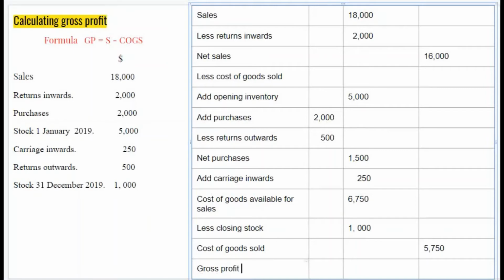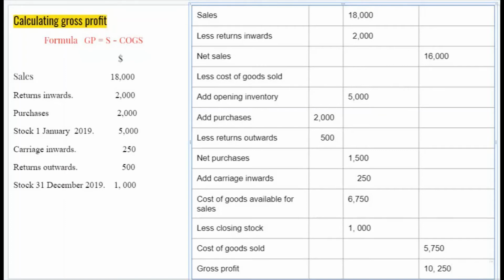So now when you minus 5,750 from 16,000, you are left with 10,250. Very good so far. So here we have found the gross profit. Right? So to find gross profit, looking back at the formula, it is sales minus cost of goods sold. Once you get your total sales, you go ahead to find your cost of goods sold.